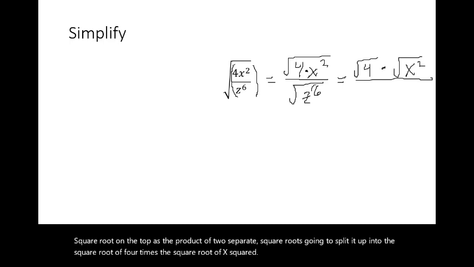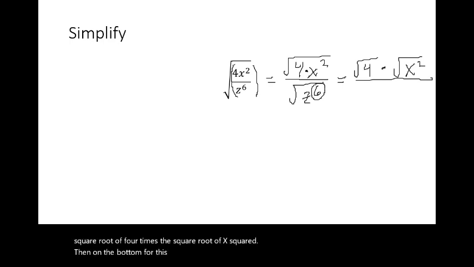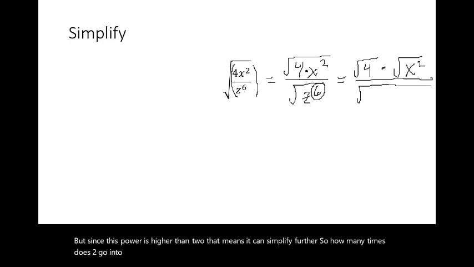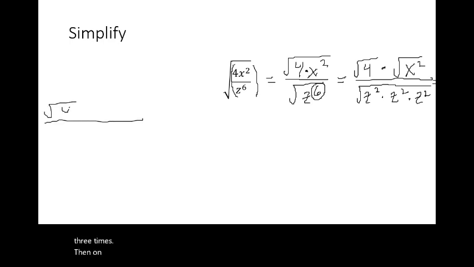Then on the bottom for this z to the 6th, since this power is higher than 2, that means it can simplify further. So how many times does 2 go into 6? Well, 2 goes into 6 3 times. So I'm going to write this as z squared times itself 3 times. Then on the top, I've got the square root of 4 times the square root of x squared.